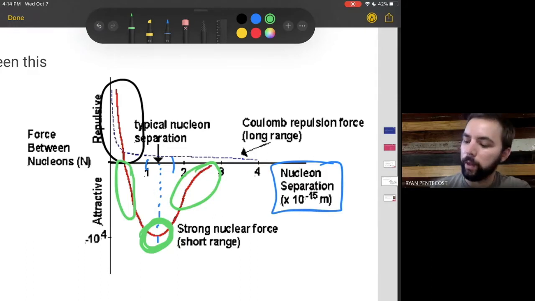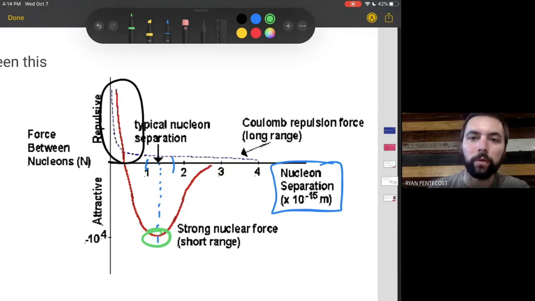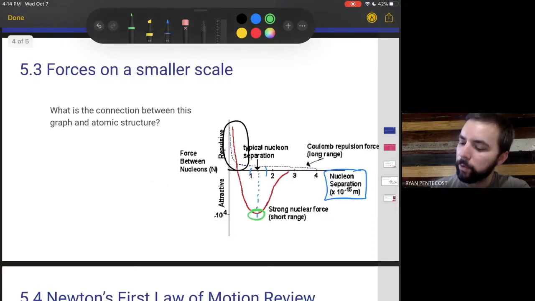But if we look at that point here, where they are actually close together, that is where the strong force is actually its strongest, which is weird to say. Okay, so that is the connection between this graph and atomic structure, that the strong force is at its most efficient right where it's needed, which is interesting.